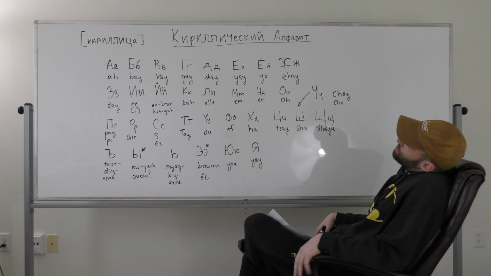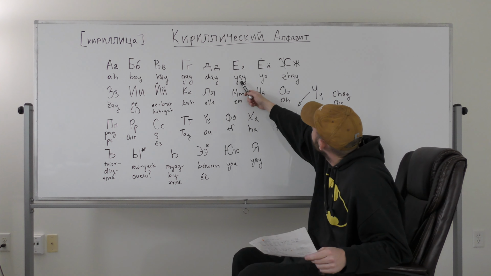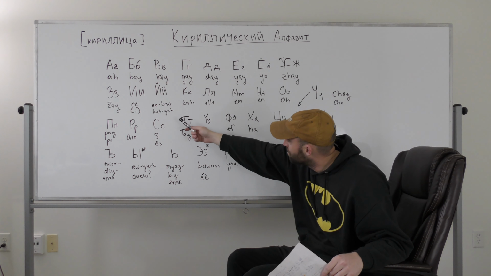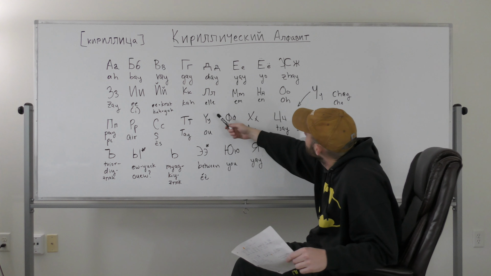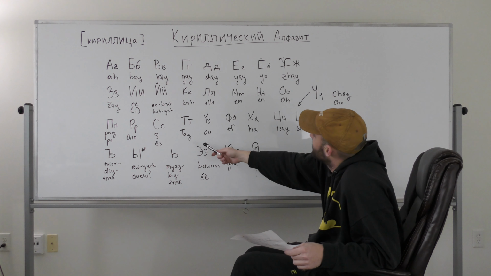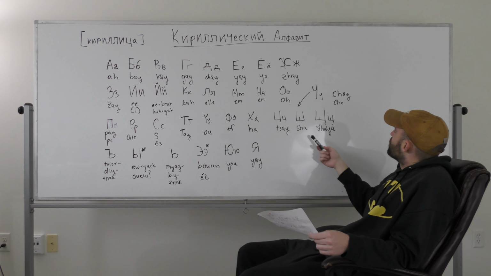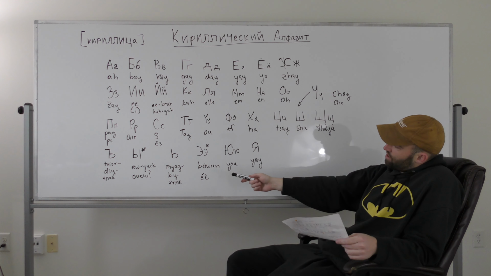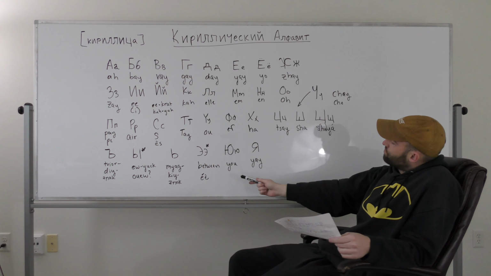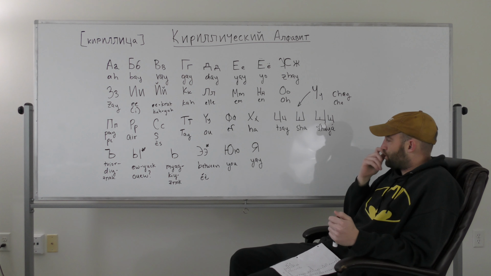We're going to give it our best shot. So: A, B, V, G, D, Ye, Yo, J, Z, I краткое, K, L, M, N, O, P, R, S, T, U, F, H, C, Ch, Sha, Shcha, tvyordyi znak, Y, myagkiy znak, E, Yu, Ya.